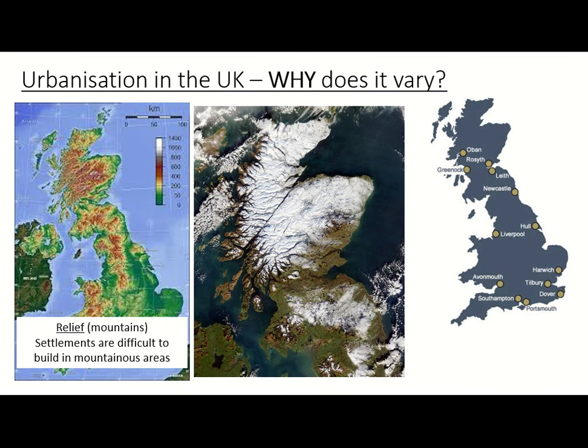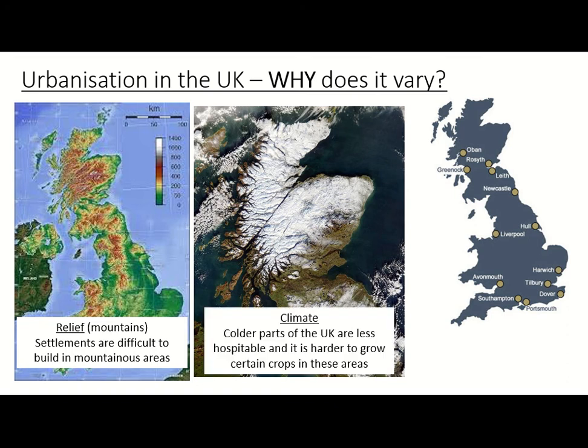The middle diagram, which is a satellite image, links in with the first one actually. It shows you areas of Scotland which are snowy, and that illustrates climate. So climate is another physical factor which can affect where people settle. So not only in Scotland have you got mountains, but you've also got really cold, rainy or icy weather, which are all going to be a barrier to lots of people living there, because you can't grow lots of food and you can't build housing.